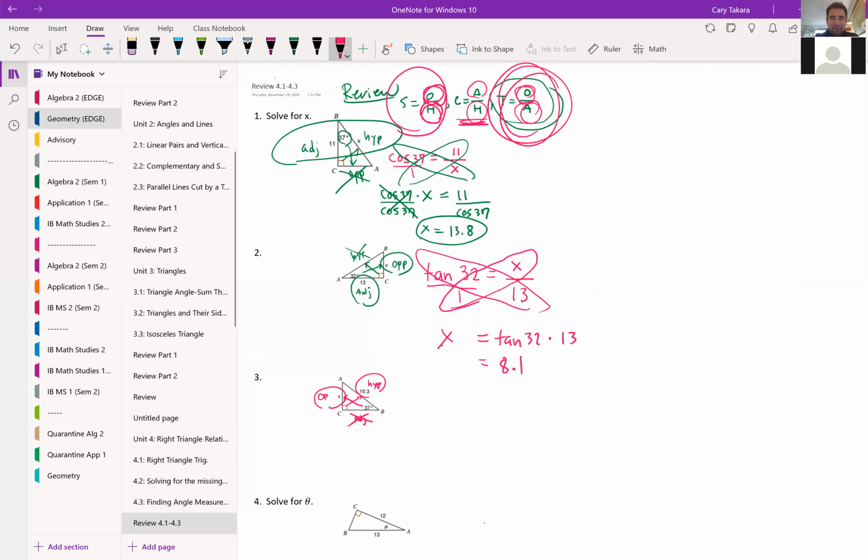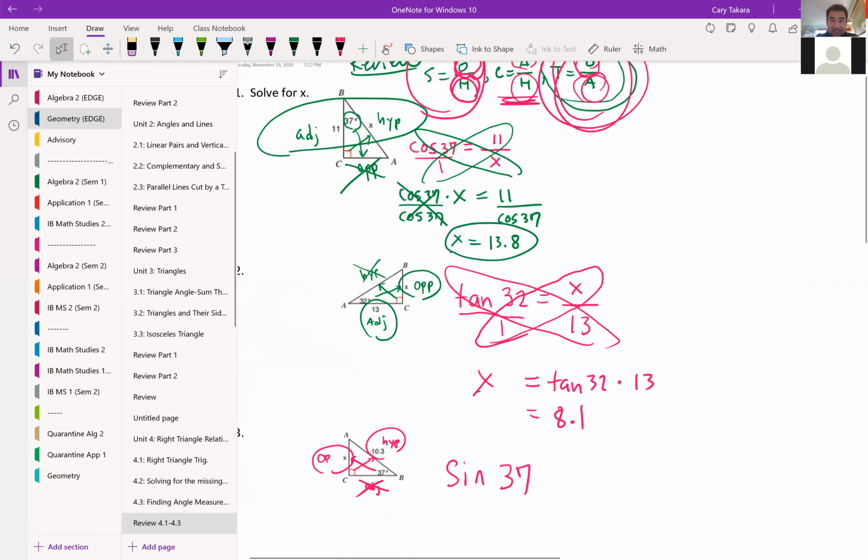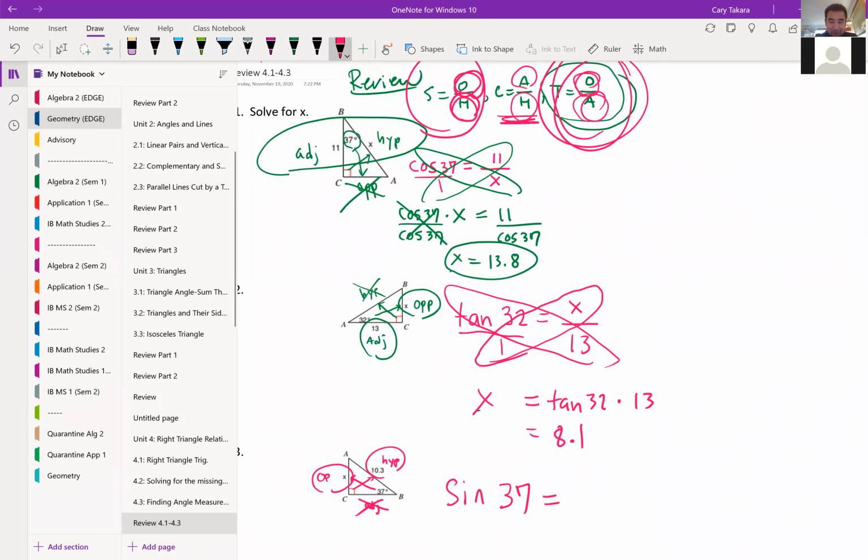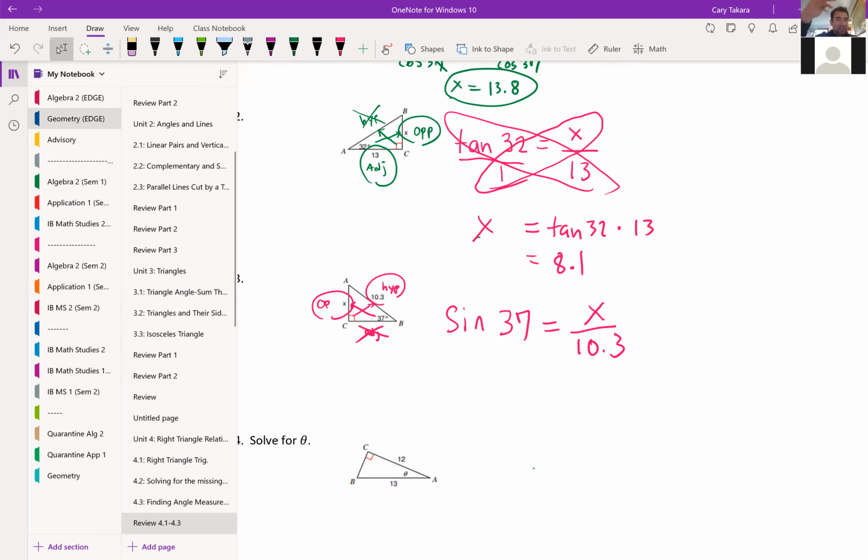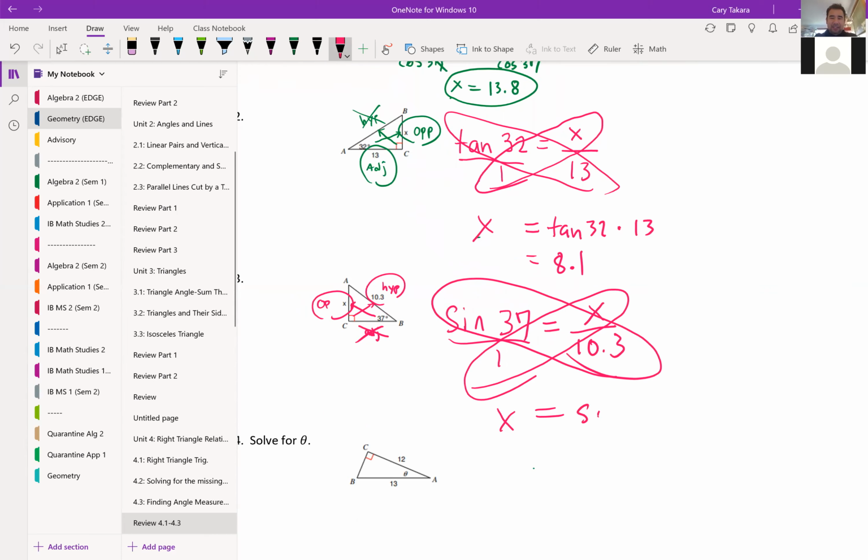So let's set it up. Sine of 37, let's make it a little bigger. Sine of 37 equals opposite over hypotenuse. Again, X turns out to be on the top. So this one will be a little bit easier. You cross multiply, X equals that. Sine of 37 times 10.3.